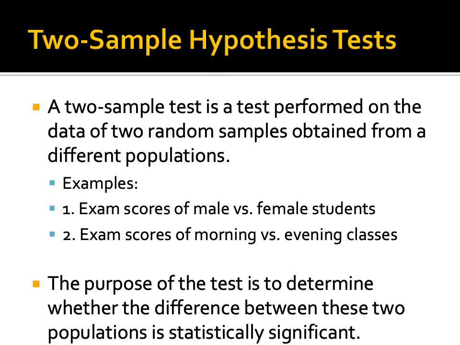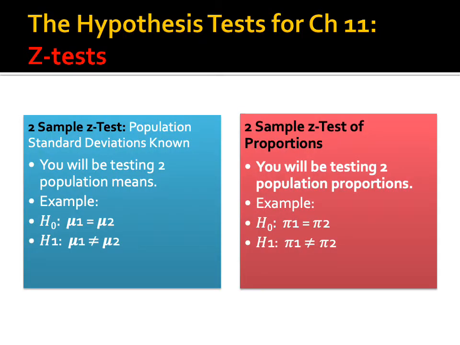So for example, is there a difference in the way male students versus female students perform on a certain exam? Is there a difference between the exam scores of morning courses versus evening courses, etc.? So the 2 types of tests we're going to cover in this lecture are the 2-sample z-test and the 2-sample z-test of proportions.